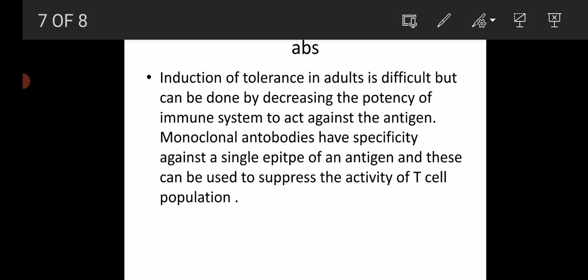T cell population means T cells proliferating into T cell subsets. T cell subsets means T helper cell, T suppressor cell, effector T cell, regulatory T cell, like that. So whatever proliferation of T cell is there, this proliferation will be inhibited by monoclonal antibodies, as these are very specific towards the single antigen determinant. So monoclonal antibodies are very specific and therefore we are using them deliberately. They interfere with the activity of the T cell population, and therefore no CMI will be developed. This is one thing.